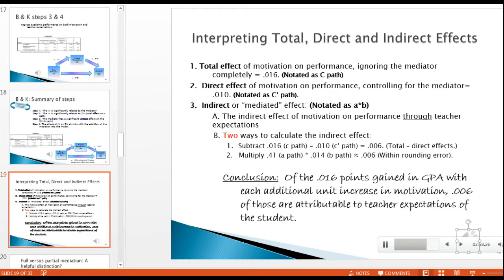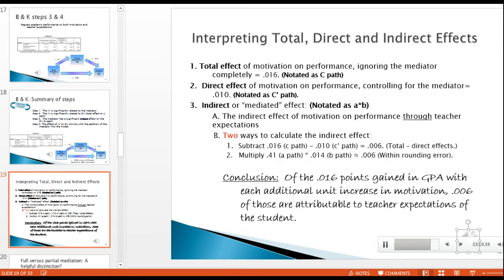The other easier way, I think, is to just multiply the A and B paths together, and that's how you get your indirect effect. So you can do that. The math is the same. It's going to be approximate because there's some rounding error in there, but overall it's just a much better way, I think, the A times B, to just do it that way.